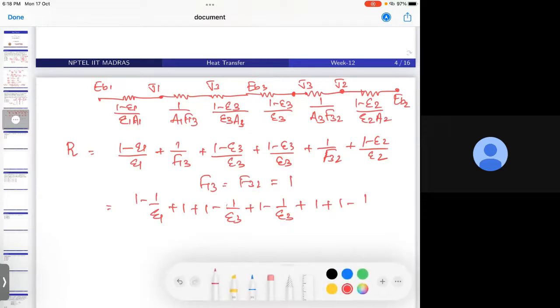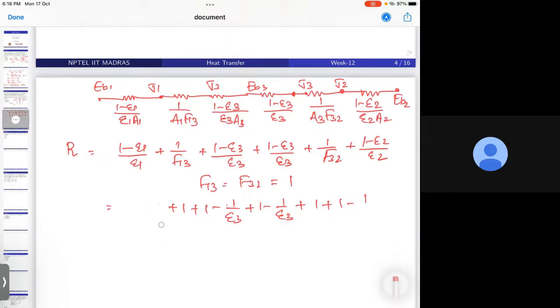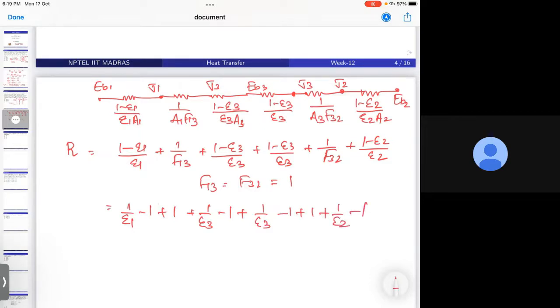So we will simplify it. This cancels, this cancels, and 1 by epsilon 1 plus 2 times.